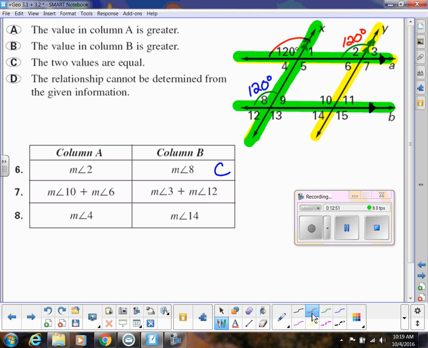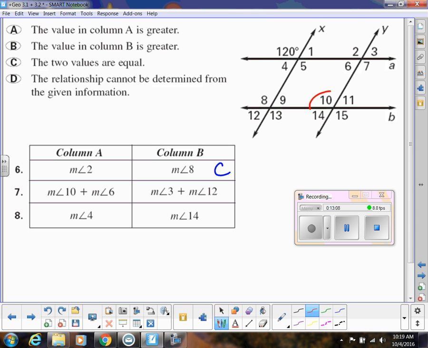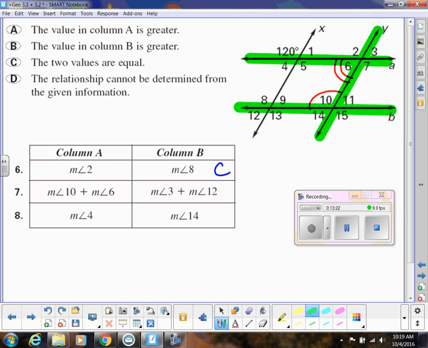All right, number 7, angle 10 and angle 6. So I'm going to get rid of my old marks here. So 10 and 6. So here's 10, here's 6. I'm going to be adding those up. So those are on the same transversal right here, which means these are their parallel lines. And those are same side interior. So we know that when we add those together, these would be 180.